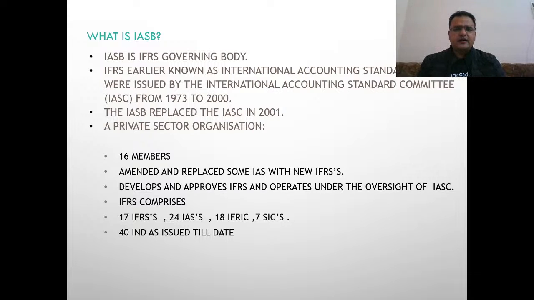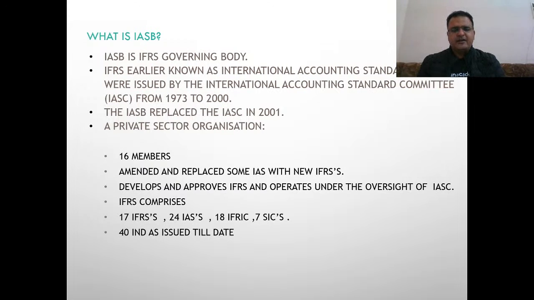It was earlier known as IASC. It began its work from 1973 to 2000. Today it is in a supervisory role known as the IFRS Foundation. So IASB replaced IASC in 2001. There are 16 members. Till date there are 17 IFRSs, 24 IASs, 18 IFRICs and 7 SICs. IFRIC was earlier known as SIC.